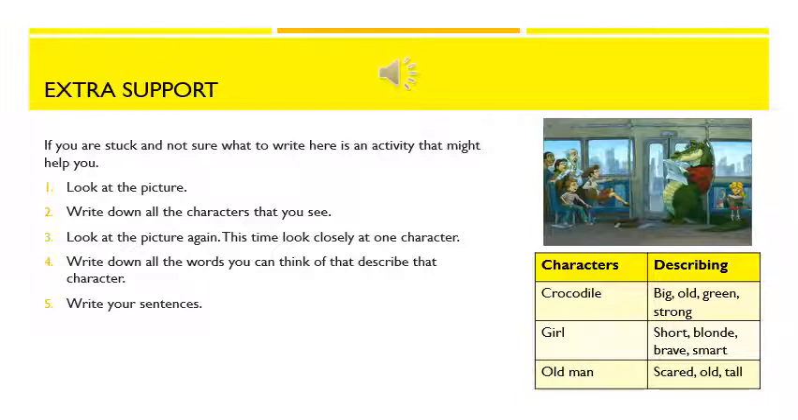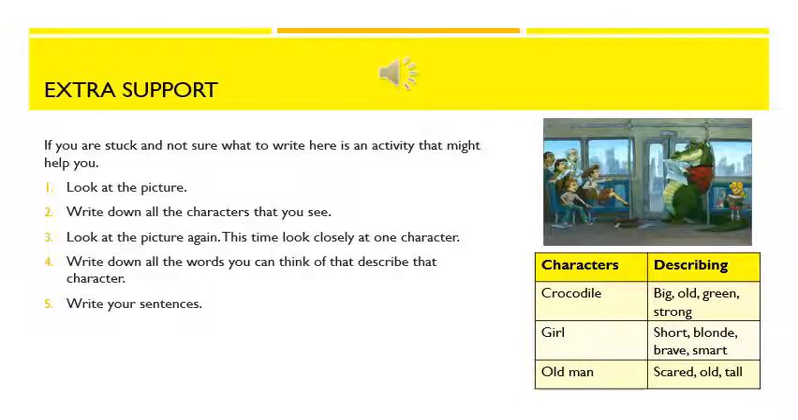Then what I want you to do is look really closely at the characters that you've written down. So I'm going to look closely at the crocodile. And when you're looking at that character, I want you to write down as many words that you can that describe that character. So if I was looking at the crocodile, I might say he's green, he's tall, he's big, he has sharp teeth. He might be old because I can see that he's got some glasses on, so he might be an older crocodile.